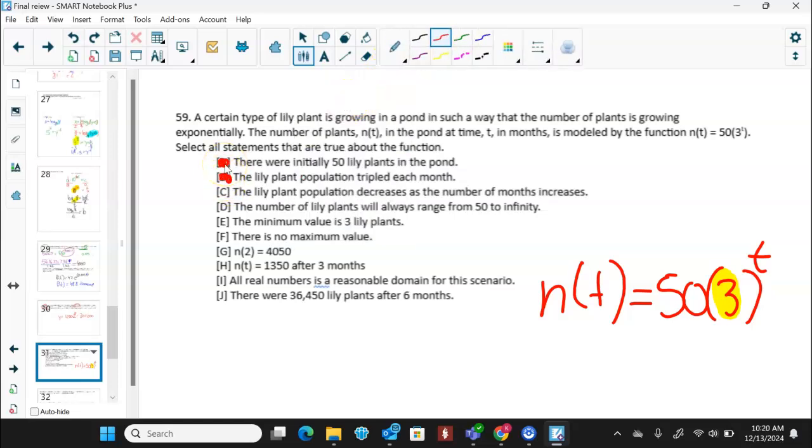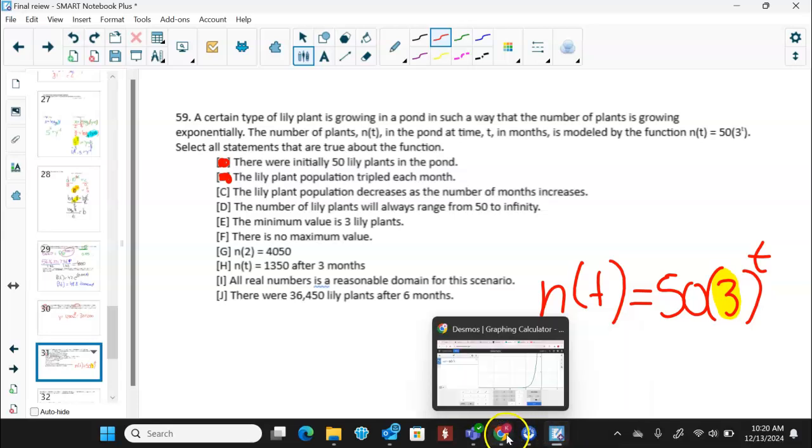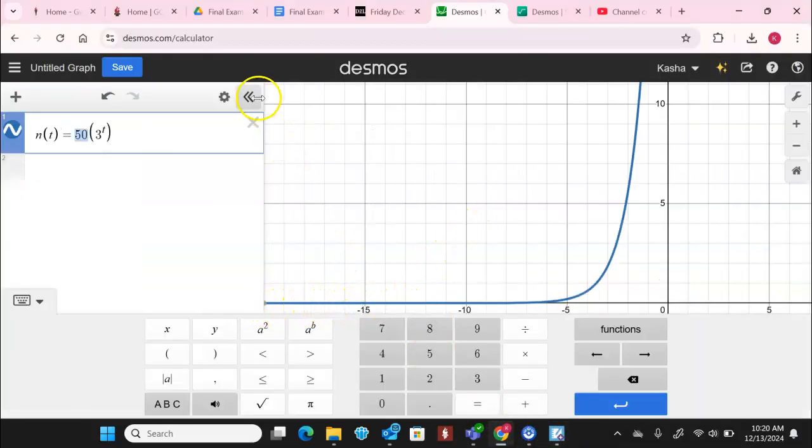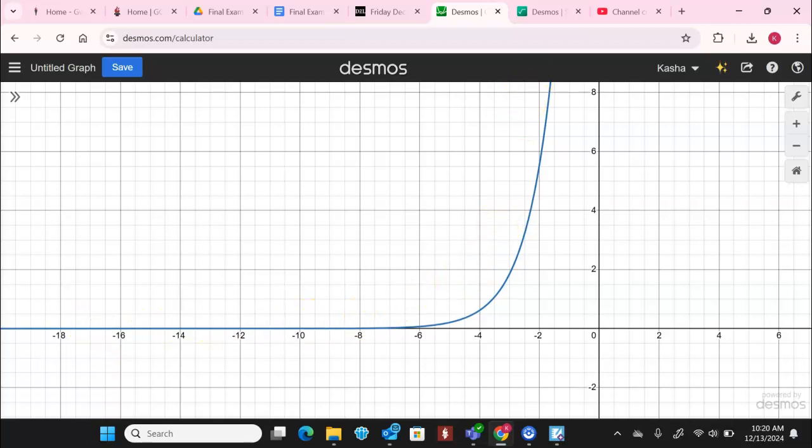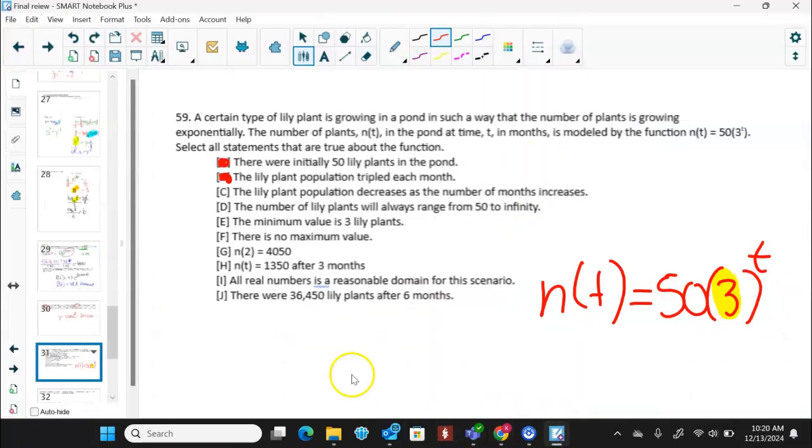Okay. C, the lily plant population decreases as the number of months increases. So again, how do we know if the function is decreasing or increasing? If the number that holds the exponent, so number 3, if this number is more than 1, that means it is increasing. If the number is less than 1, between 0 and 1, that means it's decreasing. So since this number is larger than 1, we're going to say that is not a true statement. It will have to be like a fraction type. Now we can also look at our graph and see, okay, reading it left to right, this function is increasing, not decreasing, okay? So that is not a true statement.